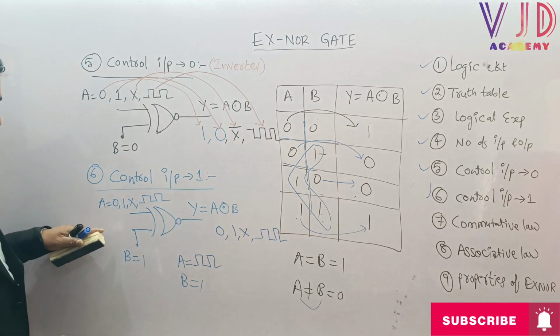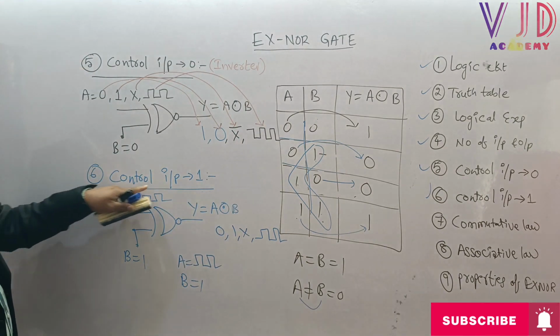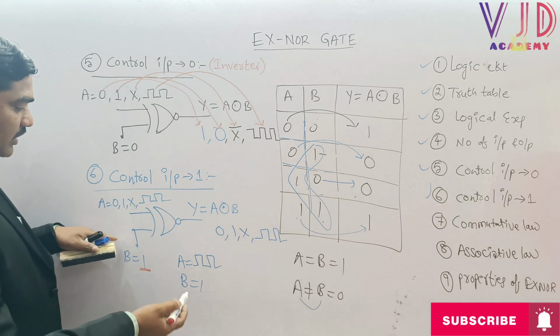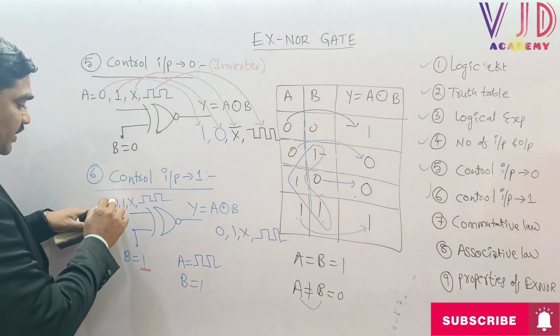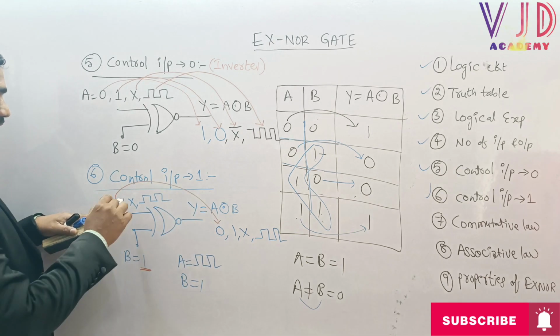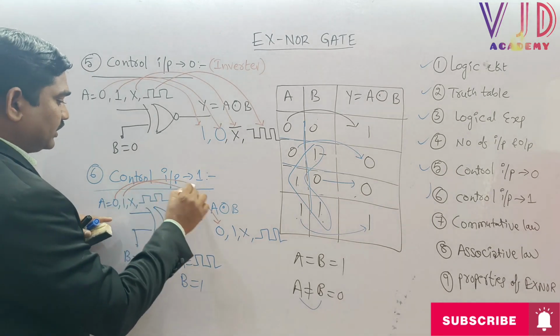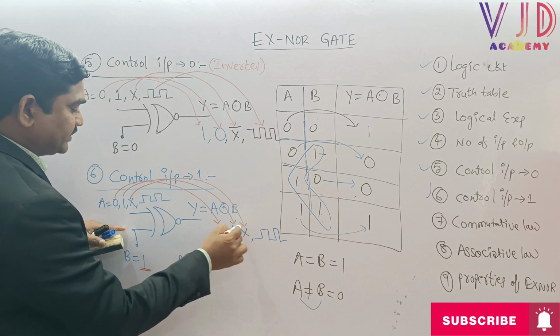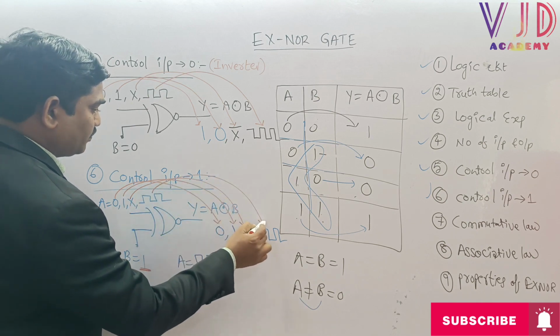And now let us try to take the next case, control input 1 case. When we apply one of the inputs as 1 for all conditions, so now here when we apply 0, the circuit is producing output 0. When I apply 1, the circuit is producing output 1. When I apply x, output is x. When I apply a square wave, output is a square wave.